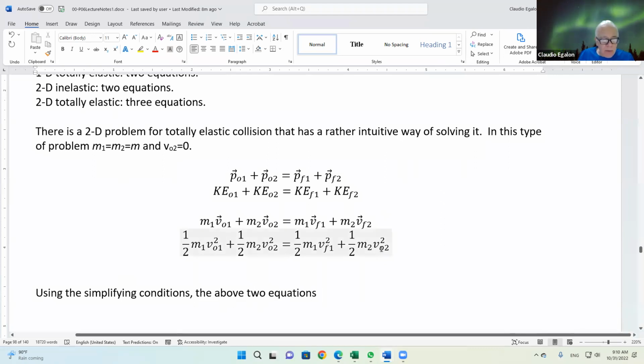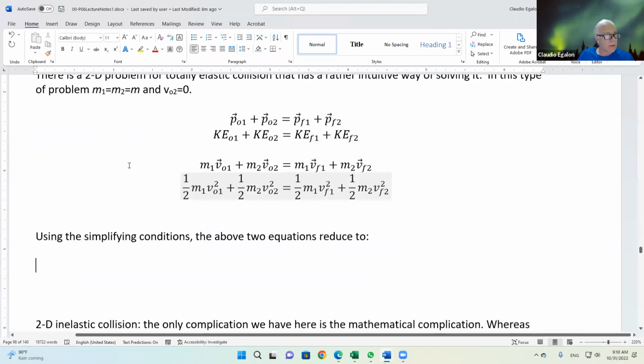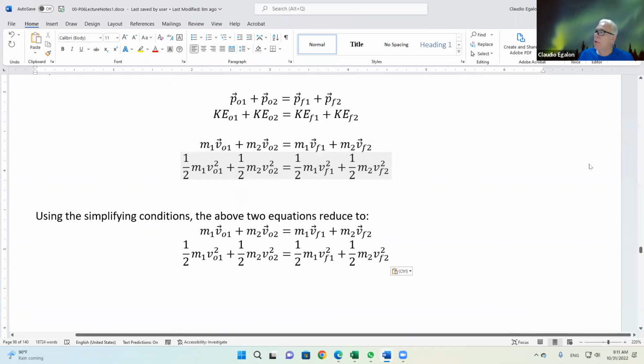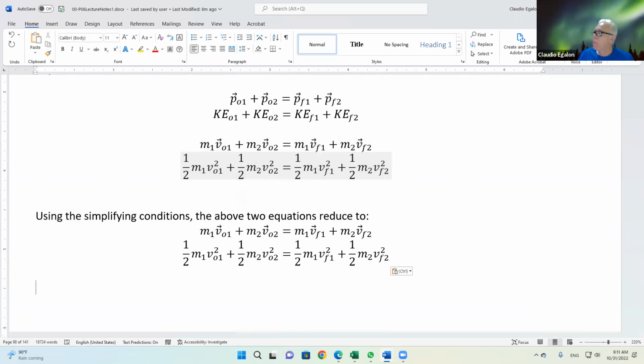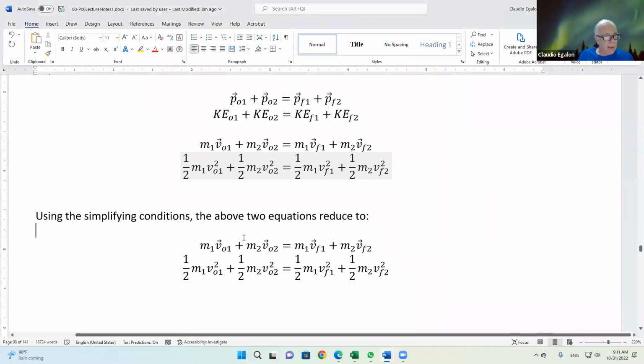Oh, let me fix it here. It should be final two, right? Final two reduce two. Okay, so I'll copy that, paste it here. M1 equal to M2 because M1 equal to M2 equal to M. Okay, here we go.